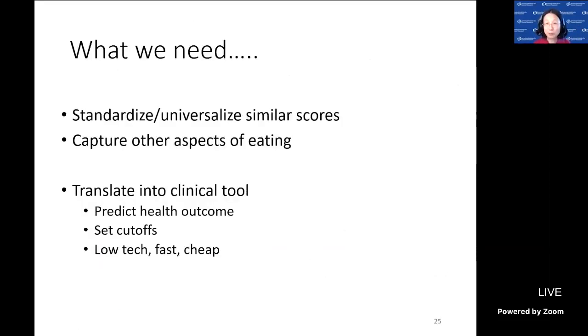I know Fred will probably talk a little bit more about this, but this is my view of what we should do in the future. When there are so many scores out there already, like different versions of Mediterranean diet scores, maybe it is time to standardize, to try to find a way to harmonize the score, or come up with something that can also be used as a clinical tool by clinicians, or in a public health setting, as guidance for people's eating.